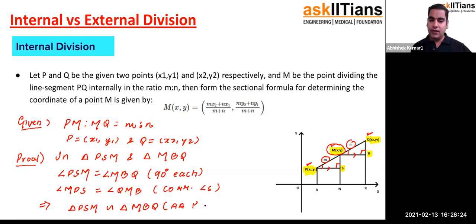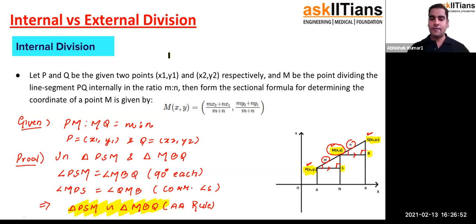Okay. And whenever you are writing this result that one triangle is similar to the other triangle, you have to be very careful. You should write the corresponding vertices, like corresponding to P of triangle PSM, you have vertex M. So P should be written corresponding to M, as S is equal to B, so S should be written corresponding to B, and the same should happen for the third vertex.